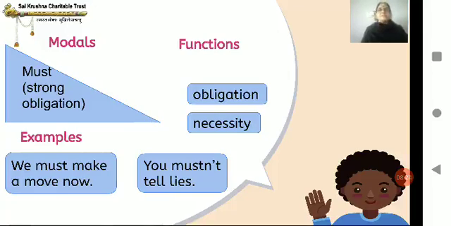We must make a move now. Must make a move now means we have been sitting here talking for a long time. It's high time we left for our homes. You mustn't tell lies. Should not tell lies. Must not tell lies. So that's the negative way of using must.